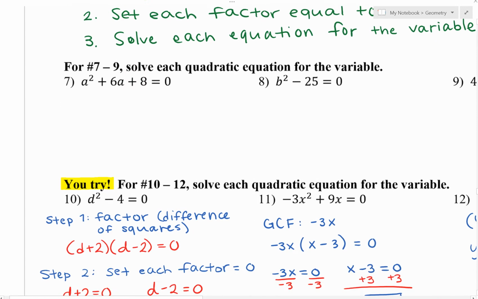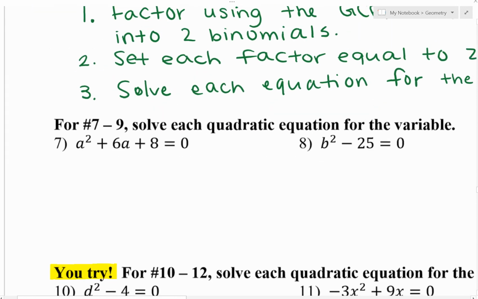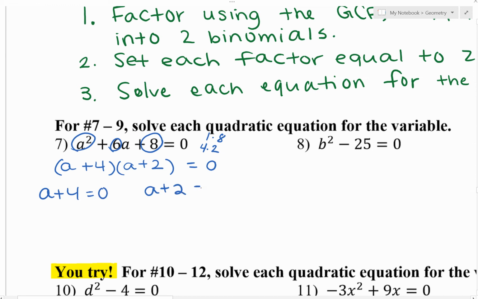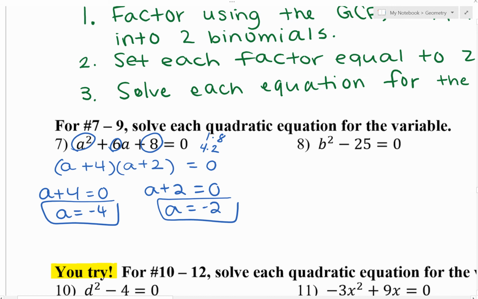So number 7, we have a squared plus 6a plus 8 equals 0. We do not have a GCF, and we have 3 terms, so that means we're going to break it apart into 2 binomials. We need an a times a to get the a squared. Then we have to multiply to 8. That's 1 times 8, or it could be 4 times 2. To pick which one we need to use here, well, then we use the 6. We need to find the 2 numbers that will add to 6. So that's going to be the 4 and the 2. All right, now that's factored, set your factors equal to 0. Subtract 4 and you get negative 4. Subtract 2 and you get negative 2.